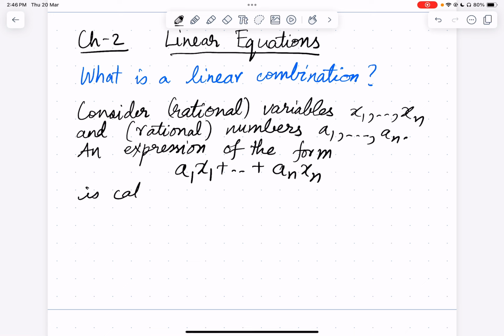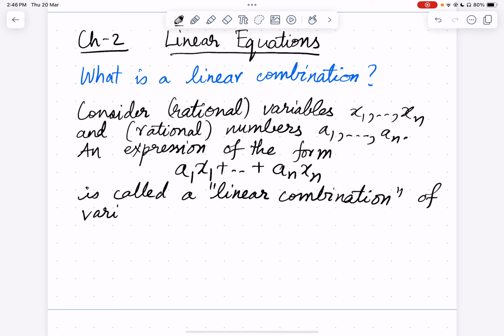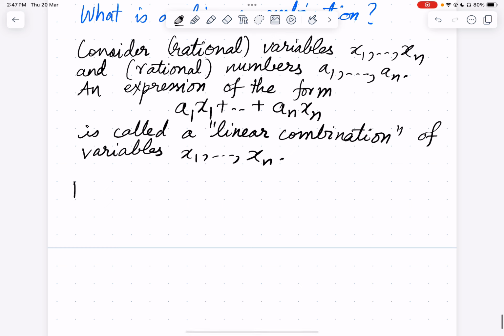is called a linear combination of variables x1 through xn. So expressions of the form a1 x1 plus so on till an xn, sums of this form are called linear combinations. So for example, 3x plus half y is a linear combination of variables x, y.